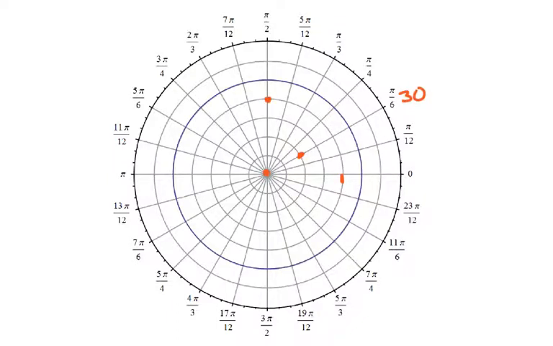And then let's see, what else did I have? 60 degrees was pi over 3. That would be 0.87 or 0.9. So that's really close to 1. So that's like out in here.